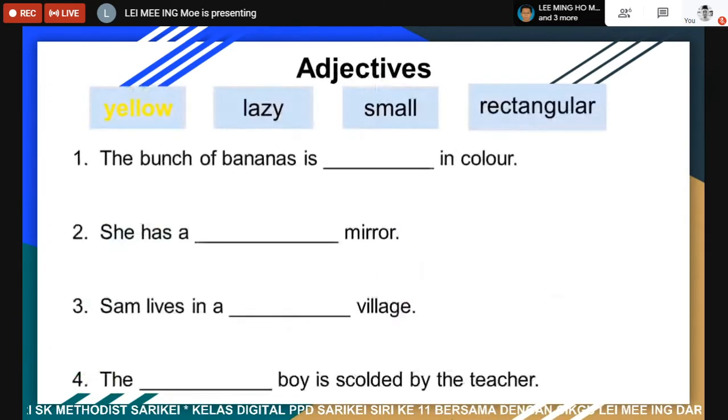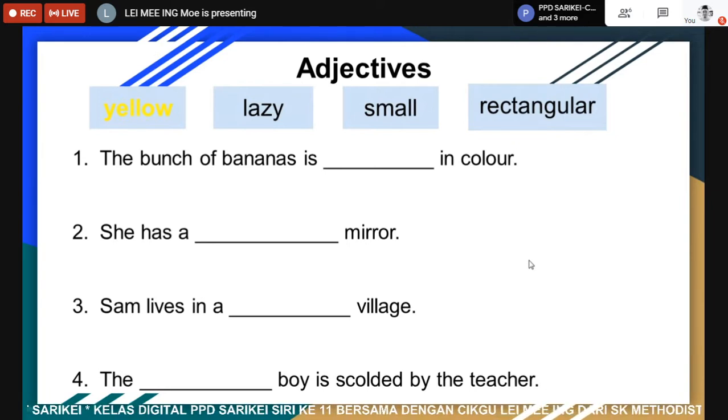So here I have some simple exercise for you on this adjective. I will go through this question one by one, yeah? And you can type your answer at the comment here. I will give you a few seconds just to make sure that you are really engaged in this lesson, yeah? So here we have 4 selection of answer: yellow, lazy, small, and rectangular. All right, question number 1. The bunch of bananas is in color.